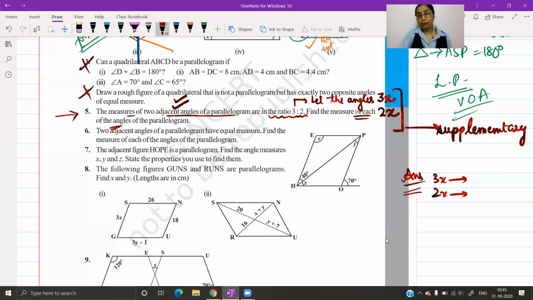And similarly, if you take a look at the next question, two adjacent angles of a parallelogram have equal measure. Now the two angles are equal, so we can take them as x and x, and again these two will be supplementary. Their sum will be equal to 180. From there you can find out the value of x, and you will have two adjacent angles. And then they are saying find the measure of each angle of the parallelogram.